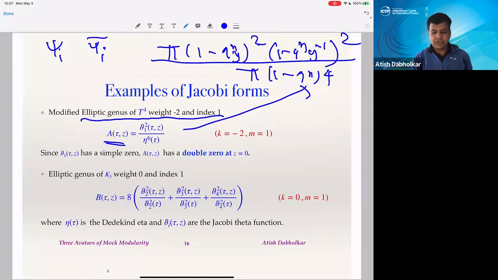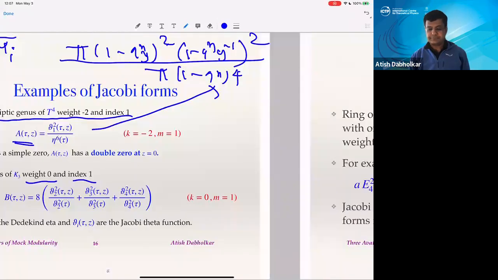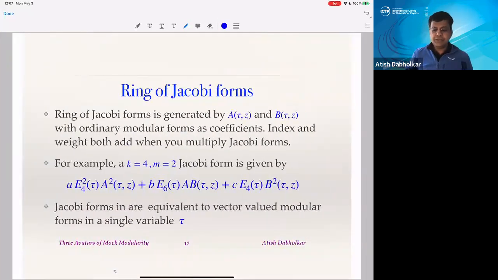And this object turns out to be a Jacobi form. So the Jacobi forms are not some very exotic objects. You encounter them all the time in your calculations. The elliptic genus of K3 is another such Jacobi form of weight 0 and index 1. Now, once again, the ring of Jacobi forms, this was a theorem by Eichler and Zagier, is again generated by this A and B.